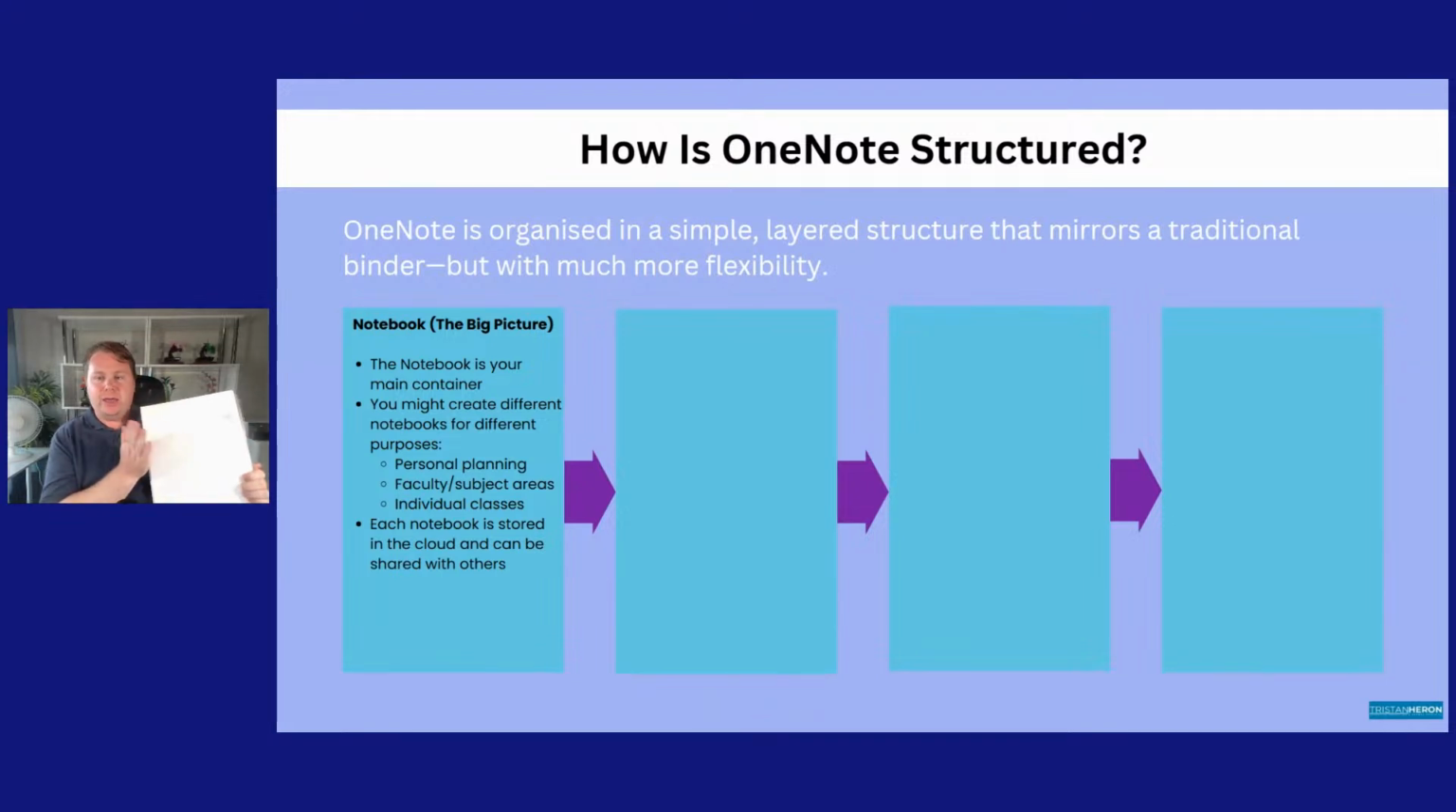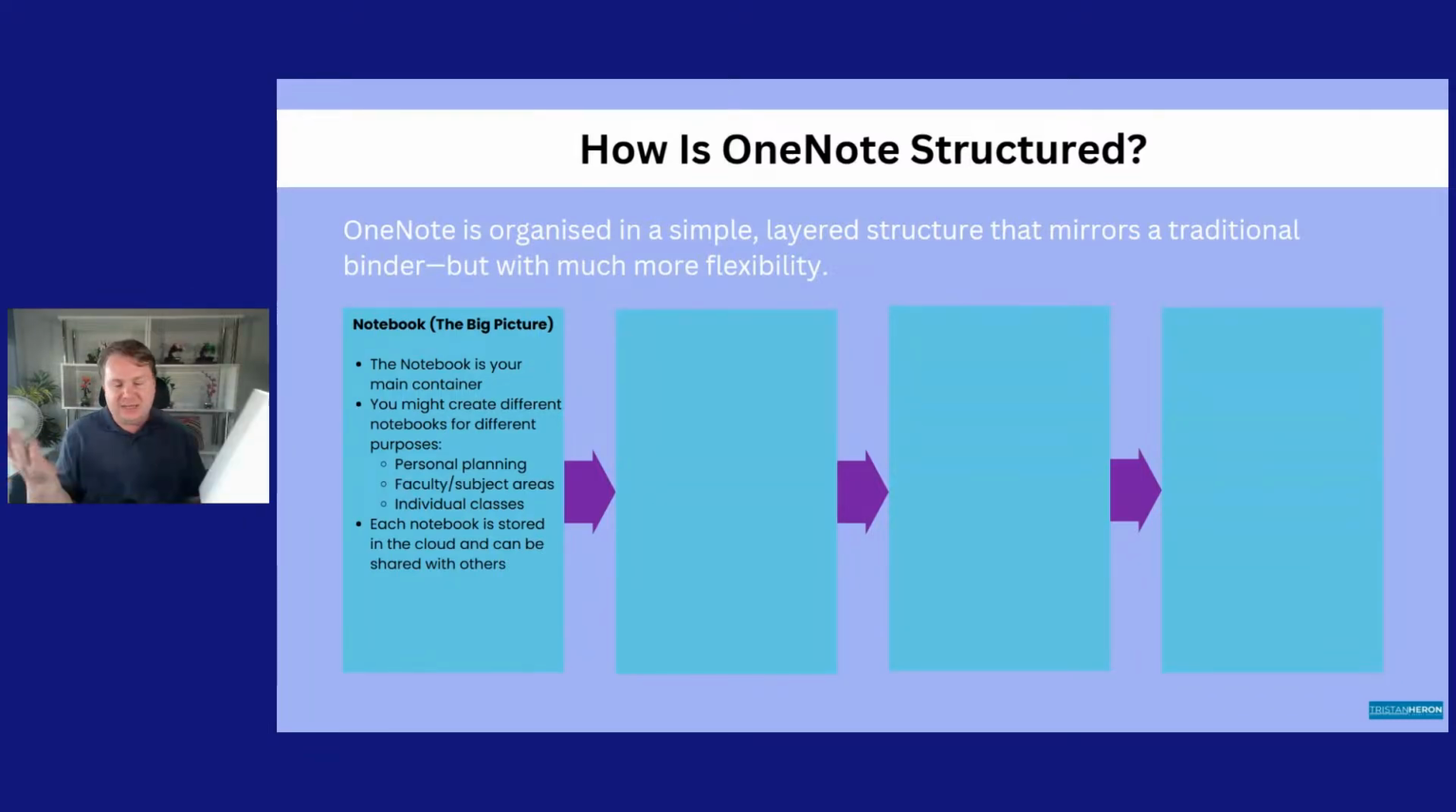All right, so the very first thing that we're going to start off with is our notebook, which is essentially this, our container. If we were looking at OneNote, it would look like this. With OneNote, we can create different notebooks for different purposes. You don't just have to have one notebook. You might have 5 different notebooks if you teach 5 different classes.